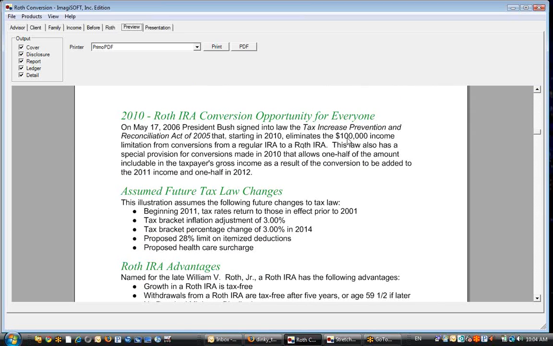It eliminates the $100,000 income limit, and we all, as financial advisors, know about that. And then when you check on some of these things over here in the income, then these kick in. If you turn them off, it'll just have this one right here, which is the Bush tax cuts being eliminated.